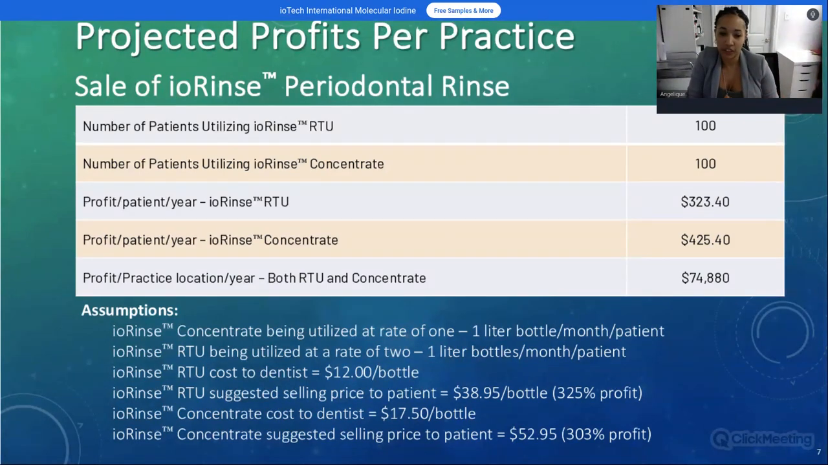Now, this is just a quick illustration of projected profits per practice. I do know that some practices do stock product for sale to their patients, and this is why we provide the products at wholesale pricing for you. This leaves it wide open for you to be able to make a profit through the sale of these products. And we also have a program that if you do not stock product, you can earn commissions on the sale of your products when your patients buy through our consumer store. This is also information that you can get by clicking that link at the top of the screen, and we can give you more information about the brand ambassador program as well.